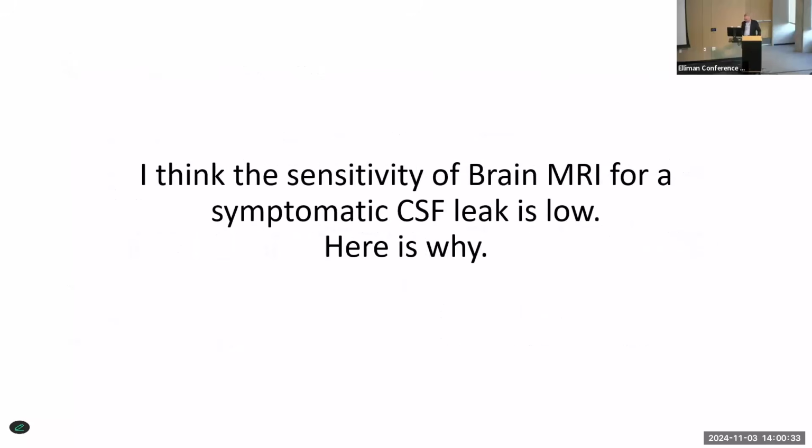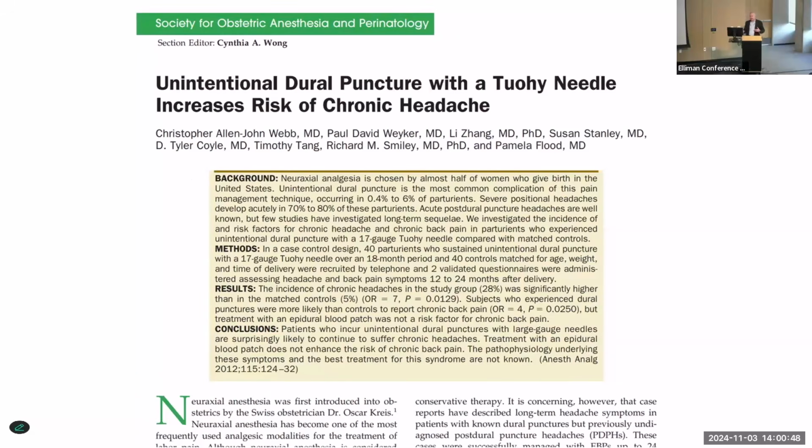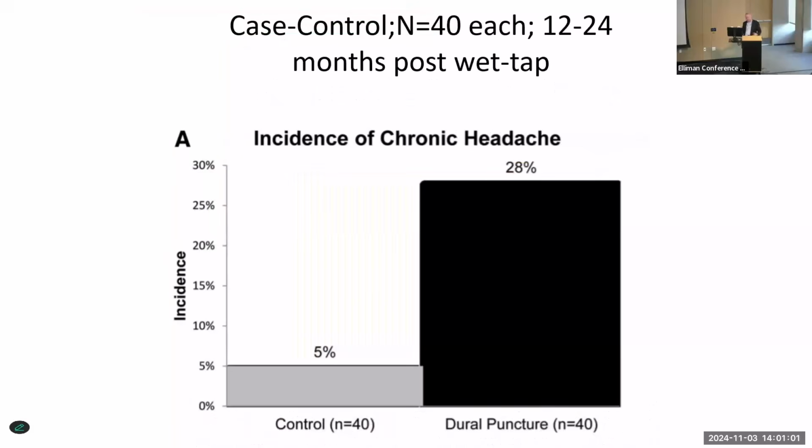What we have is clinical studies that make me think that the sensitivity of brain MRI for a symptomatic CSF leak is low. And I'll go through what I think are the 4 reasons that make me think that. One has been alluded to earlier today, which is that after people have had a known unintended large bore dural puncture, the rate of having new chronic headaches is high. The first paper I saw about this was by Pam Flood, who looked at 40 cases of unintended dural puncture and 40 cases of people who had epidurals for their labor and delivery at the same time.